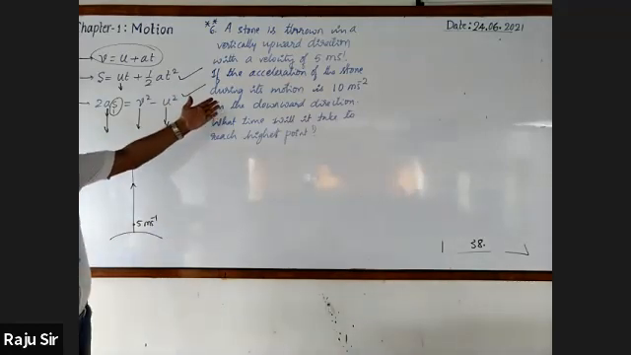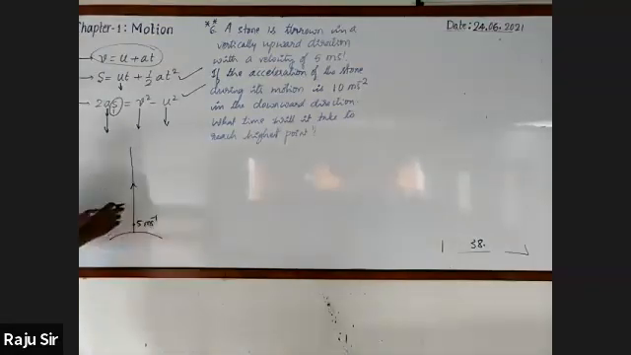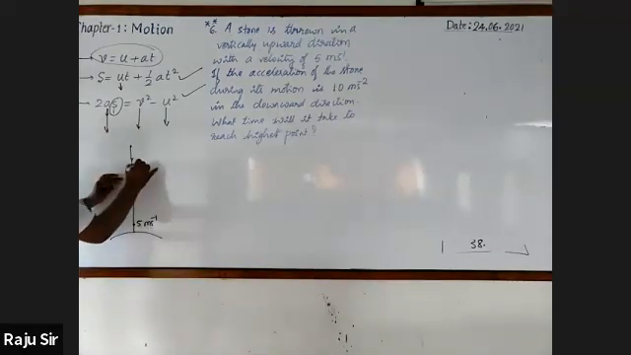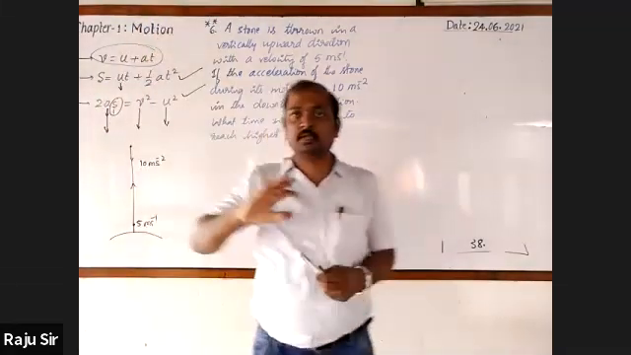If the acceleration of the stone during its motion is 10 meters per second square in the downward direction, look here. When the stone is thrown vertically upward with a speed of 5 meters per second, it will go on decreasing its speed. Finally, it reaches some height. After that, it starts falling towards the ground. When it is falling towards the ground, it moves with an acceleration of 10 meters per second square.